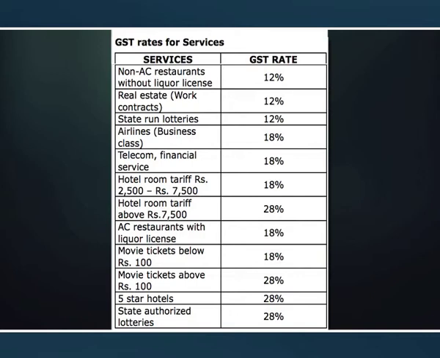State-run lotteries, 12%. Airlines business class, 18%. Telecom, financial services, 18%. Hotel room tariff Rs 2,500 to 7,500, 18%. Hotel room tariff above Rs 7,500, 28%. AC restaurants with liquor license, 18%. Movie tickets below Rs 100, 18%. Movie tickets above Rs 100, 28%. 5-star hotels, 28%. State authorized lotteries, 28%.